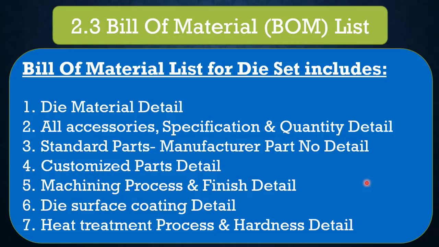So what are the details we are filling in the die design BOM list? Number 1, die material detail, which is nothing but raw material details of all the die elements. Number 2, all accessories, specifications and quantity detail. Number 3, standard parts along with manufacturer part number details. Number 4, customized parts details.